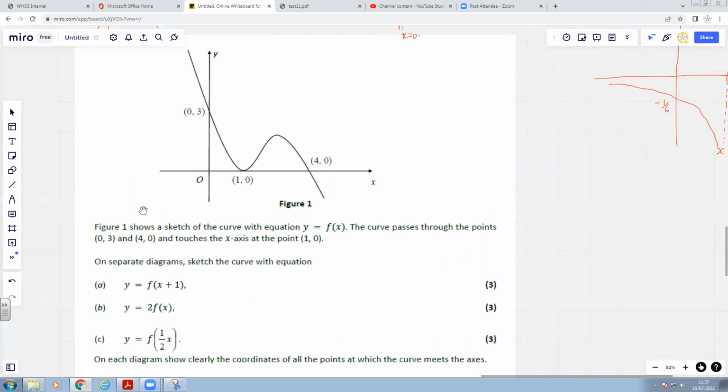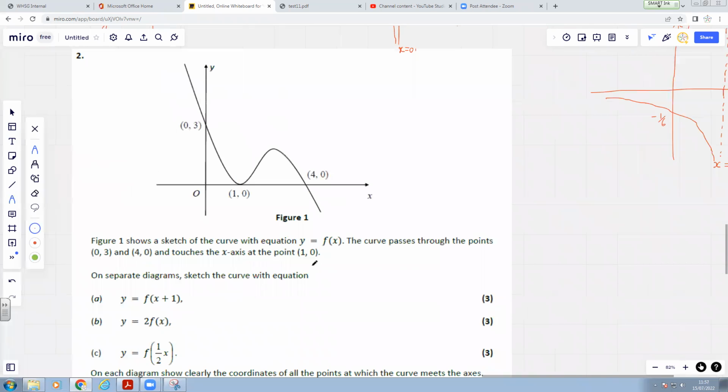What do we got here? We've got a graph. Brilliant. And they're showing us a sketch, and it passes through 0, 3, 1, 0, and 4, 0. Sketch on separate diagrams this curve. Okay, that just moves it to the left one. And so that's just going to go like this. That's the function transformation we're using there. So that's now 3, 0, and that's now 0, 0.